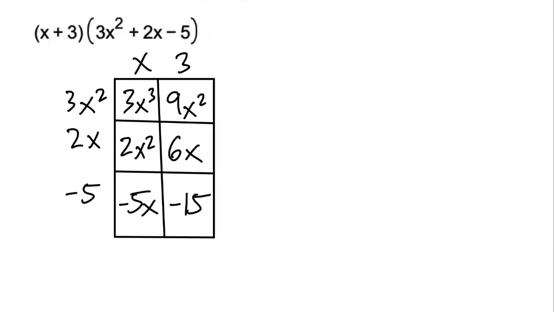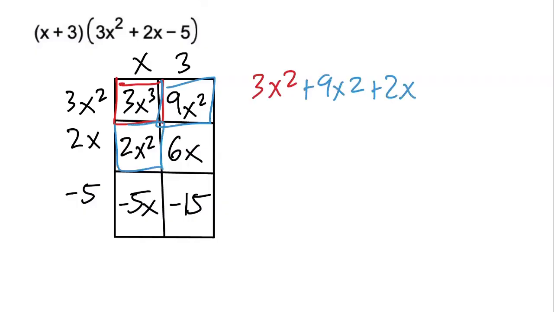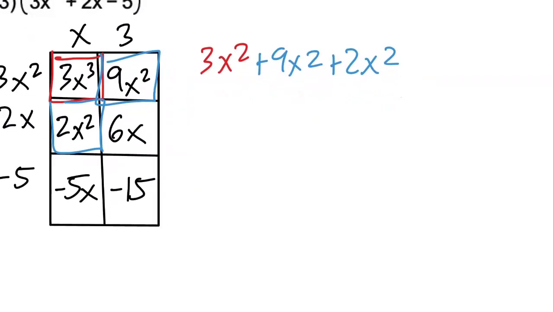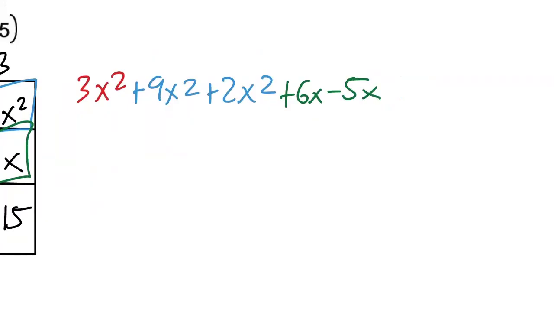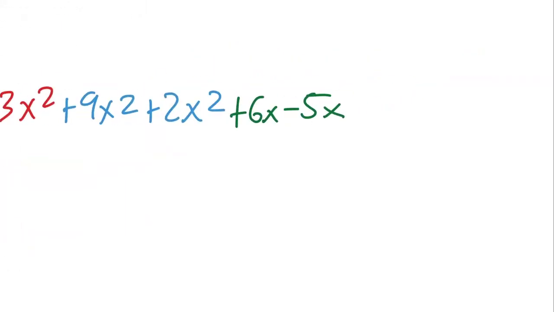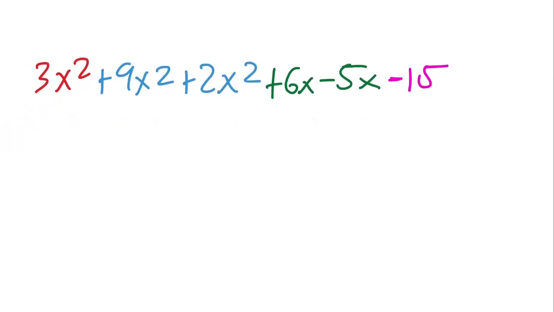And now you're just gonna have to rewrite it. I'm gonna color code it. So 3x cubed, 9x squared, 2x squared. Now they're both positive, so that's why I'm writing the plus sign. And then 6x, −5x. So plus 6x because it's positive, but I'm gonna write −5x because it is negative. So instead of plus, I'm gonna write minus. So be very careful. And the same thing for the last term, it's −15. So instead of writing plus 15, it's gonna be −15.